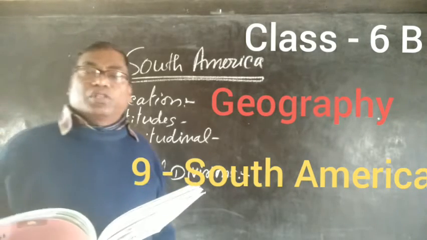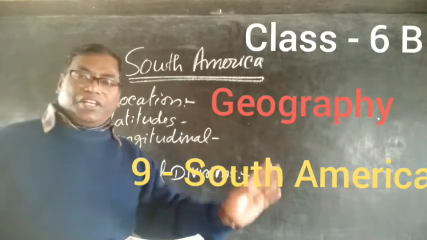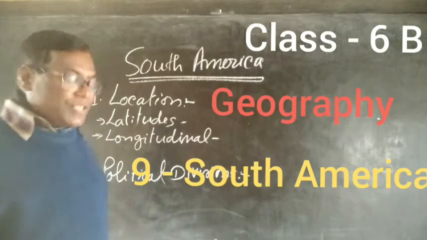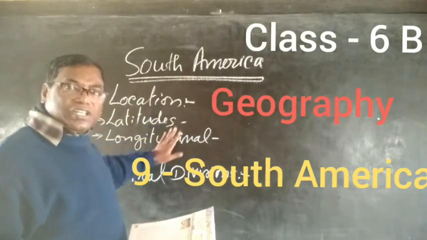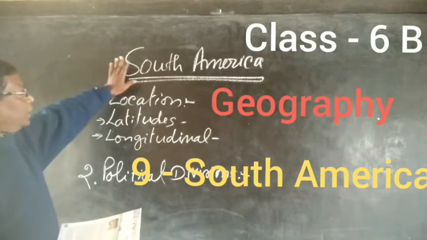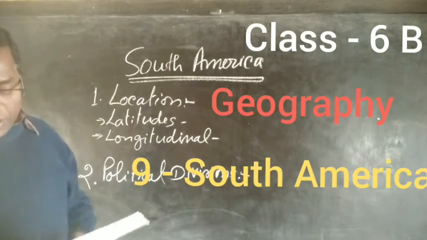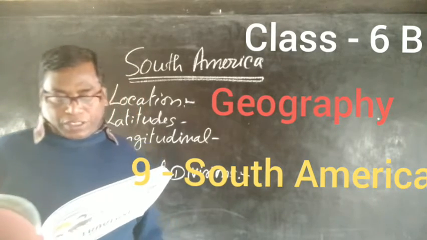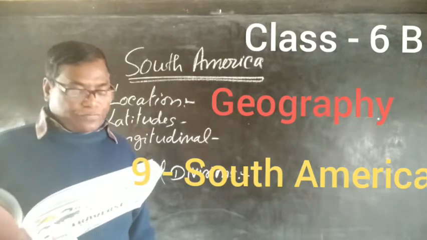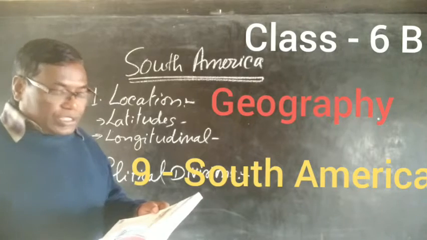South America is the fourth largest continent of the world. In the last video, I discussed the continental distribution and which continent existed at which place, all that we discussed in the map of the world. Unfortunately, today we don't have the map with us. But South America is the fourth largest continent. We can see the green patches in the map of the world that show South America, at the bottom of page number 124 of your text.